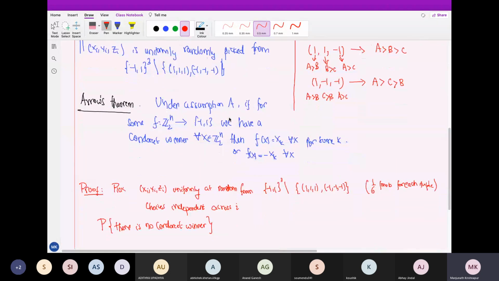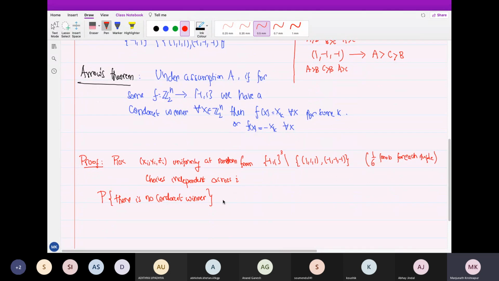Okay, so the probability of no Condorcet winner is the same as the probability that fx equals fy equals fz. Okay, we have to calculate this probability that fx equals fy equals fz. f is a fixed Boolean function. We have fixed some f, and then we work this out. Now, how to calculate this probability? This is where Fourier analysis will come in.